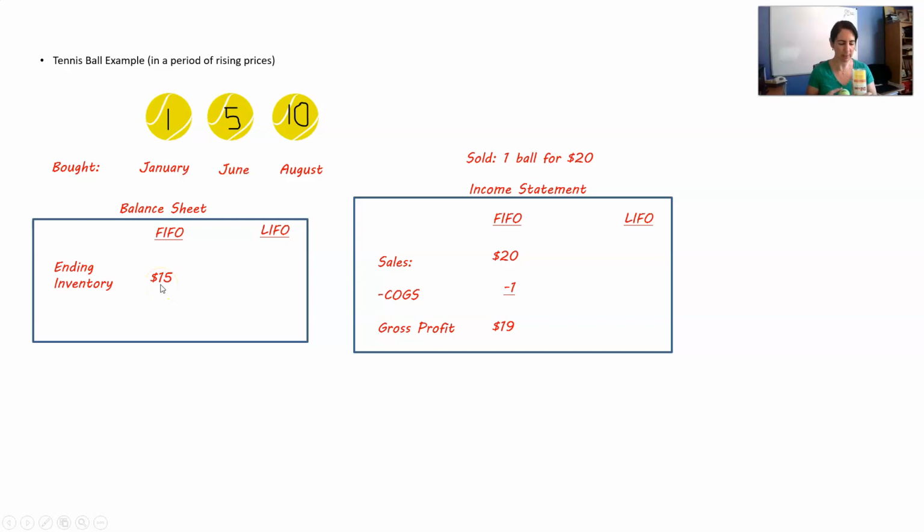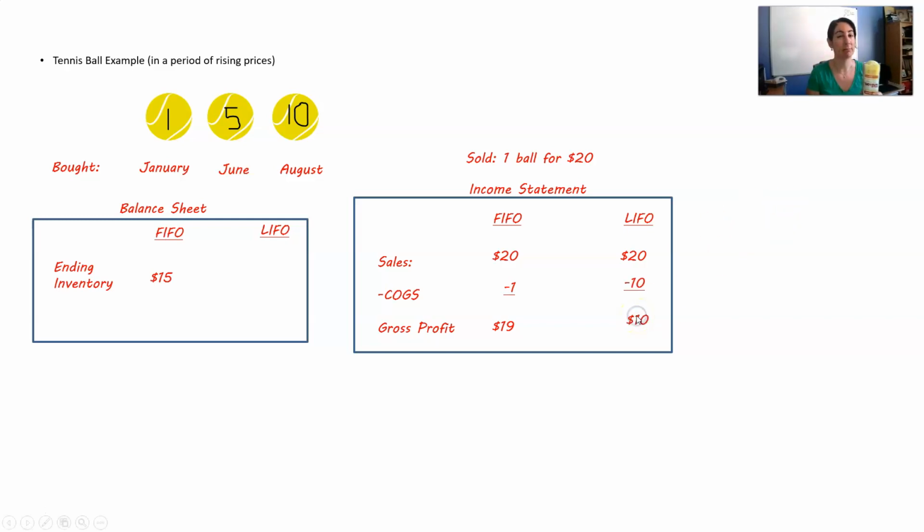Okay, so now let's take a second. Let's look at LIFO. Same idea. I bought a $1, $5, $10 tennis ball, and I'm still selling it for $20. The question is which one I sell. Well, LIFO stands for last in, first out. Okay, the last one I purchased is the first one I'm selling. So I'm selling the $10 tennis ball because that was my most recent purchase.